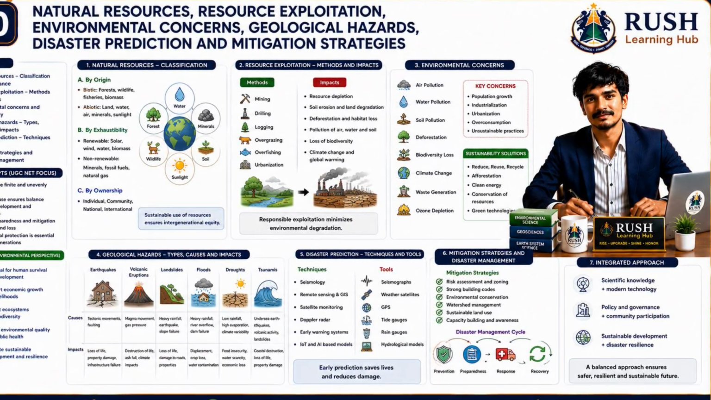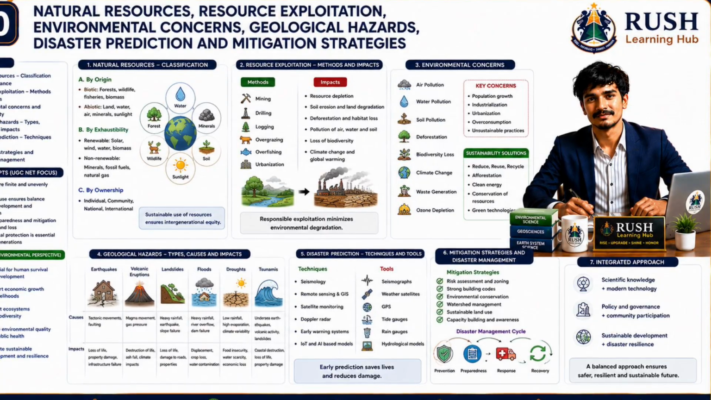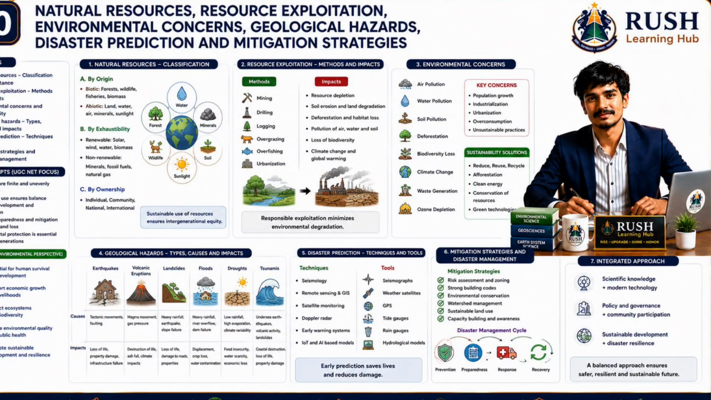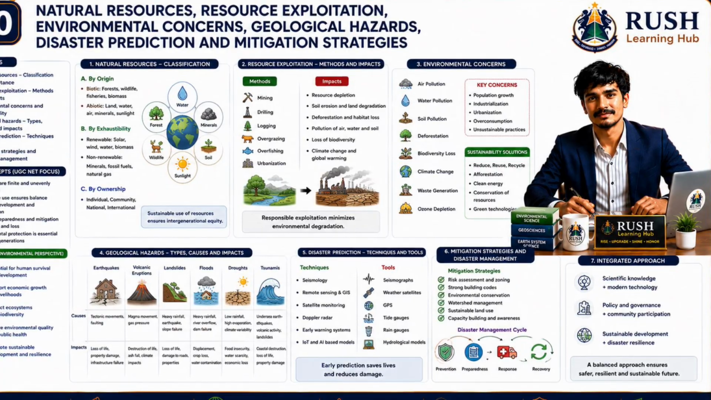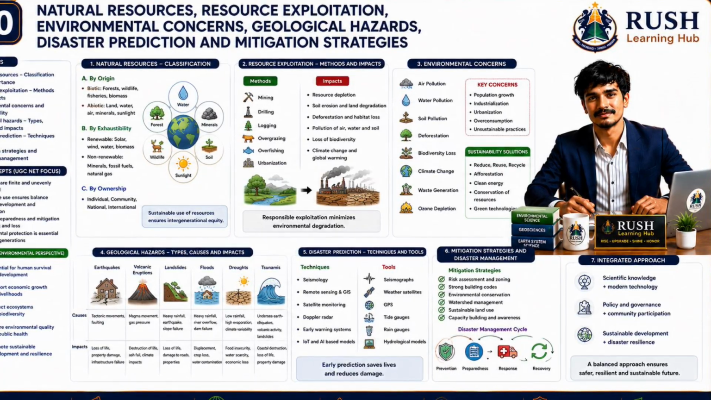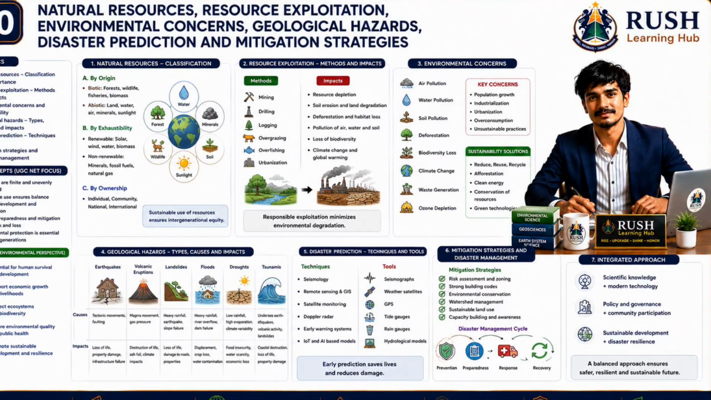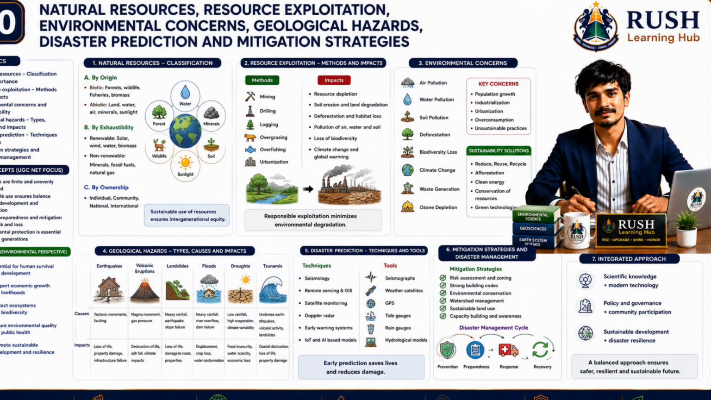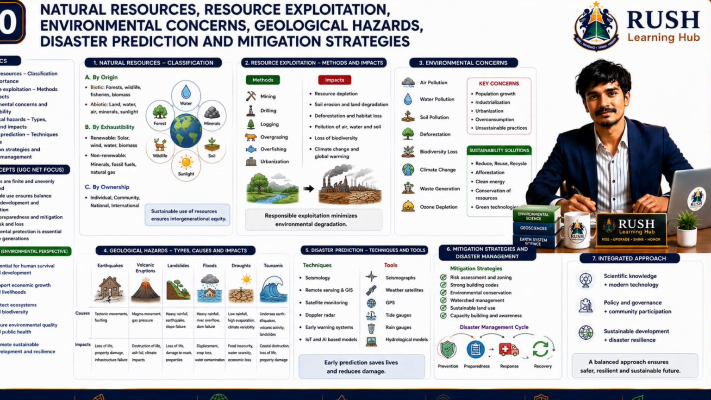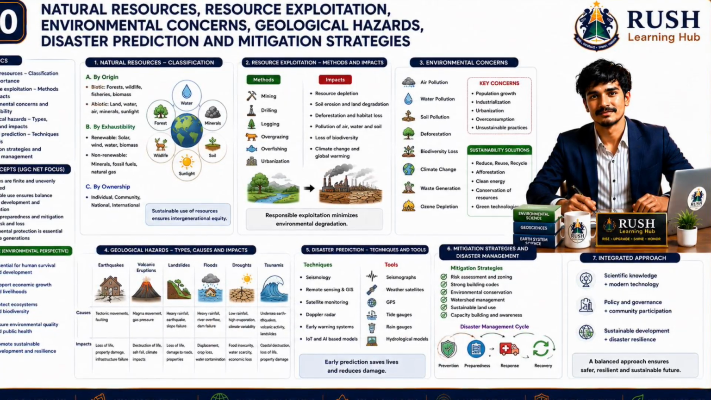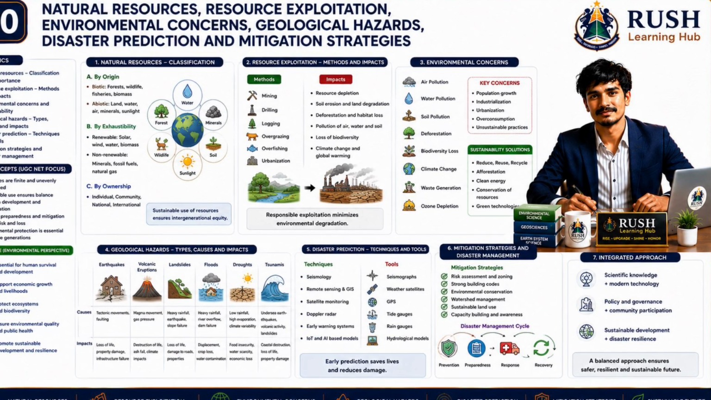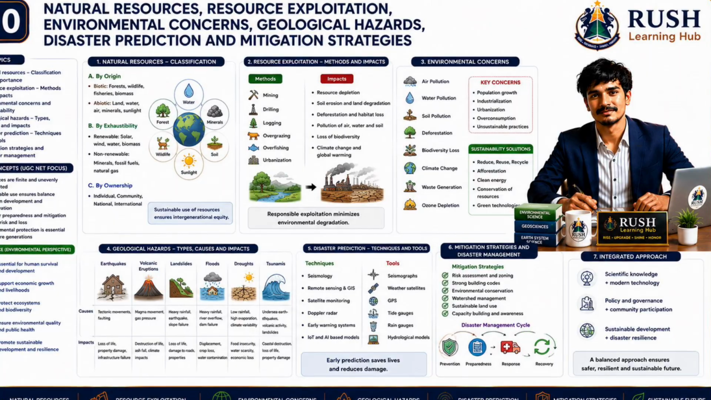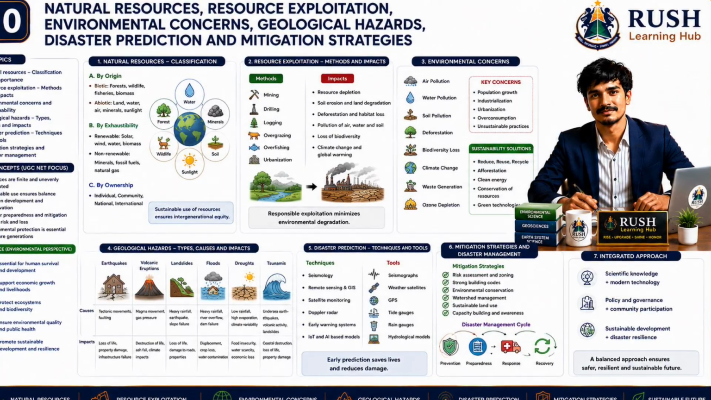The disaster management cycle consists of 4 phases. The first phase is mitigation, which focuses on reducing risks before disasters occur. The second phase is preparedness, which includes planning, training, and early warning systems. The third phase is response, involving rescue, relief, and emergency operations during disasters. The final phase is recovery, which includes rehabilitation and reconstruction after disasters.